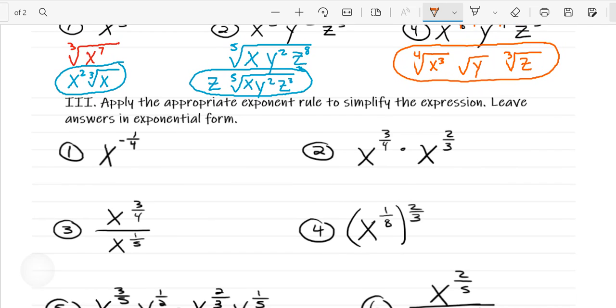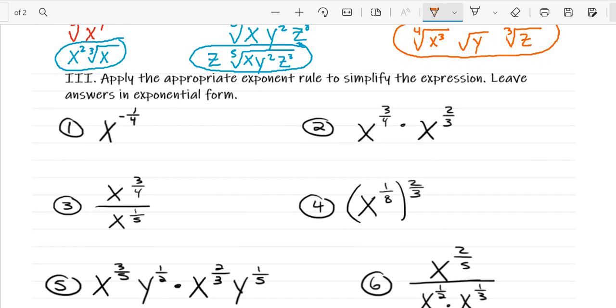All right, so this next section is just going to be applying the rules for the different exponents, but now these are all going to be rational exponents, so the fractional exponents. It says to leave the answers in exponential form, so we don't have to worry about converting to radicals. So this will be 1 over x to the 1/4. Remember, the main issue here is that it has a negative exponent. A negative exponent is not considered simplified. That would be my final answer.